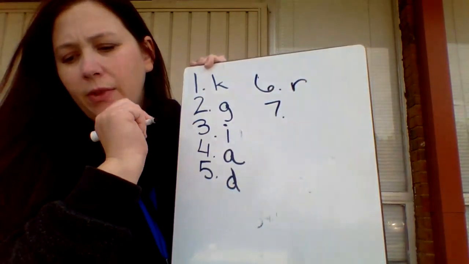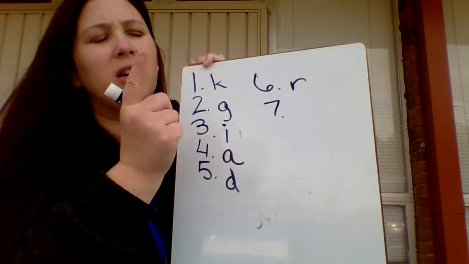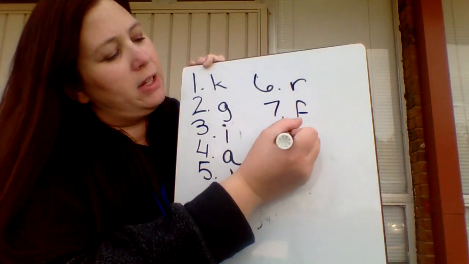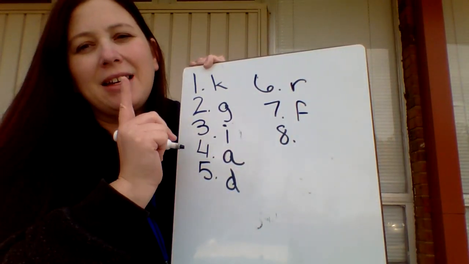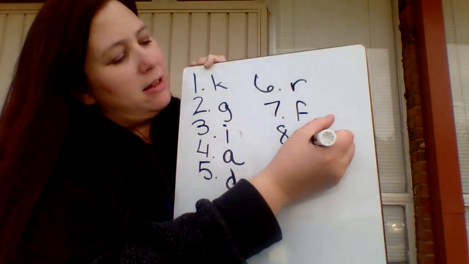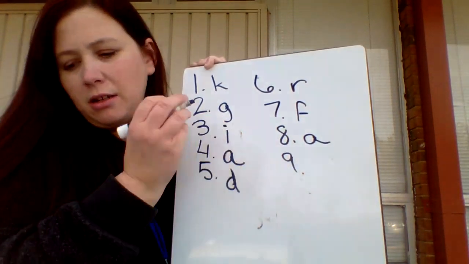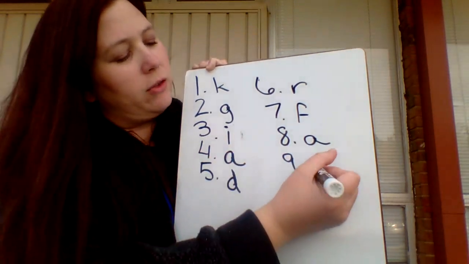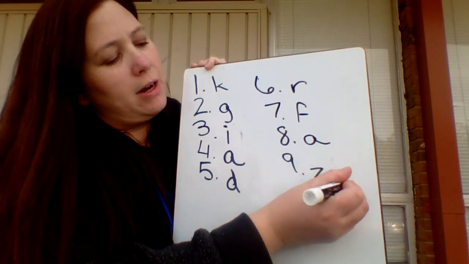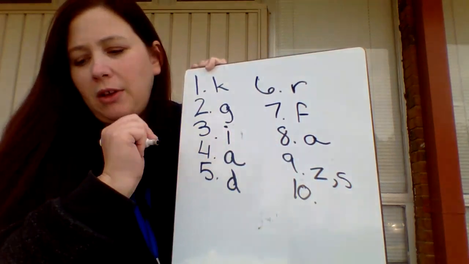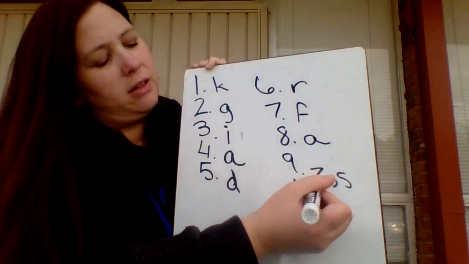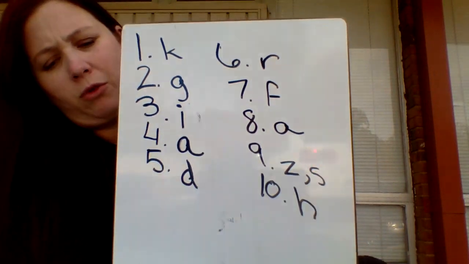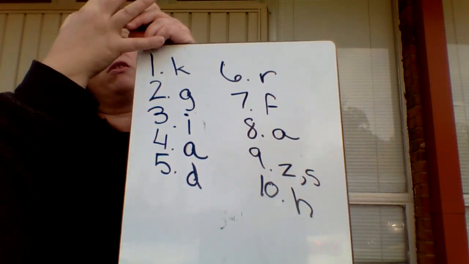Number 7 is F. Number 8 is A. That's A. Write it down. Number 9 is Z. And we've learned Z as 2 sounds, right? Or 2 letters. It could be Z or S. Number 10 is H. Go ahead and make sure you have those down for numbers 1 through 10. I'm going to erase it, so pause if you need to.